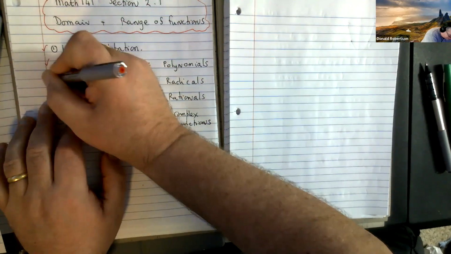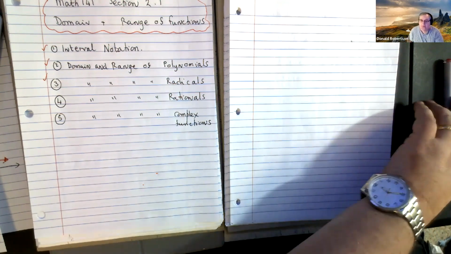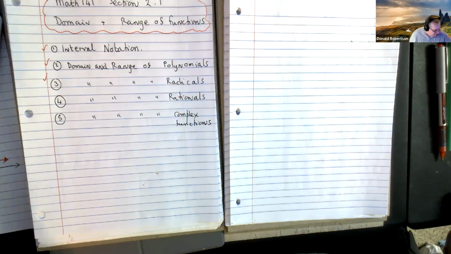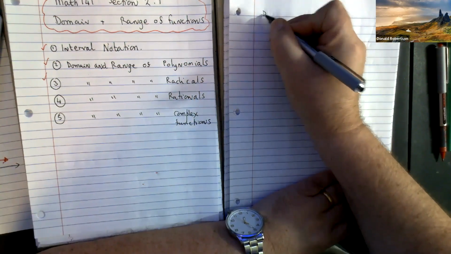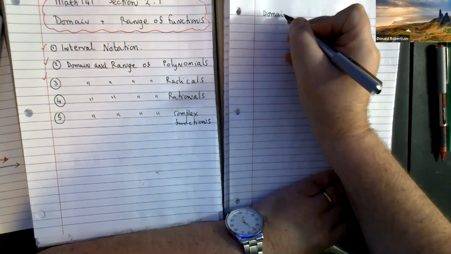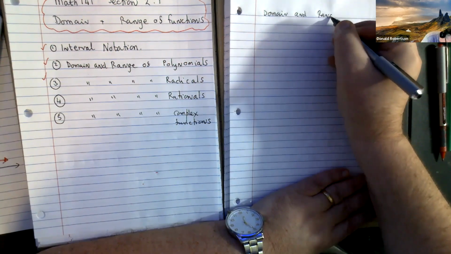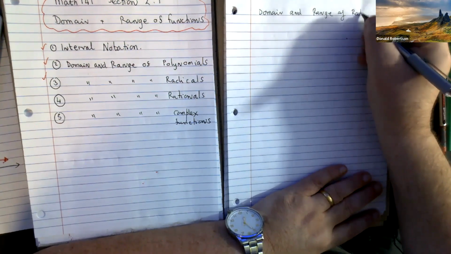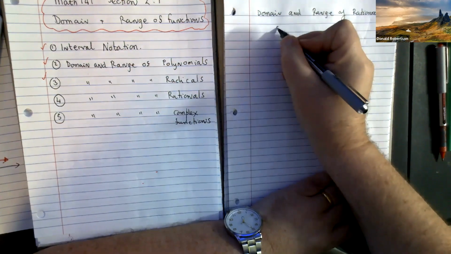Check, check, check. Now we're going to look at rational functions. Rationals, basically an old-fashioned name for fractions. Today we'd probably call them fraction functions. And so we're going to look at the domain and range of rational functions, fraction functions, and examples.